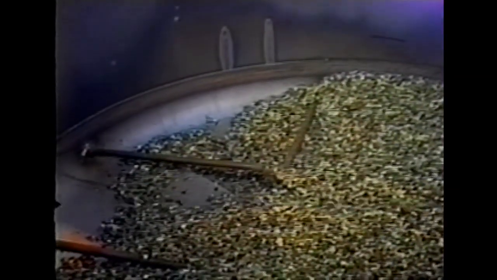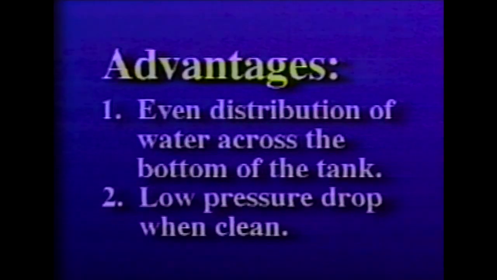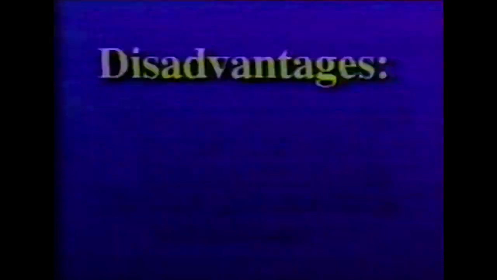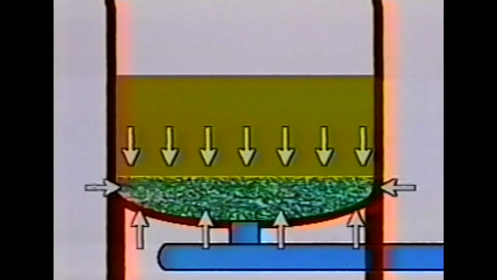Epoxy composite aggregate cakes are poured into the bottom of the tanks. There are advantages and disadvantages to this type of underdrain. The advantages are even distribution of water across the bottom of the tank and a low pressure drop when clean. The disadvantages are these: pluggability. If the cake is plugged by incoming clay or algae, the cake must be removed and replaced rather than cleaned. Some restoration can occur with chlorine or acid baths.